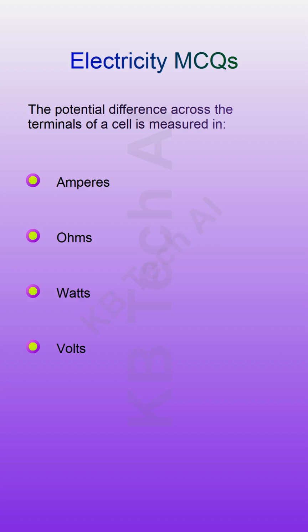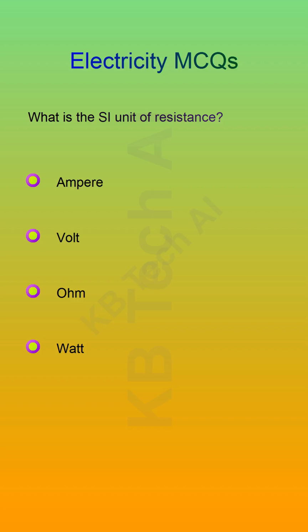The potential difference across the terminals of a cell is measured in option 1, amperes, option 2, ohms, option 3, watts, option 4, volts. The answer is, option 4, volts. What is the SI unit of resistance? Option 1, ampere, option 2, volt, option 3, ohm, option 4, watt. The answer is, option 3, ohm.